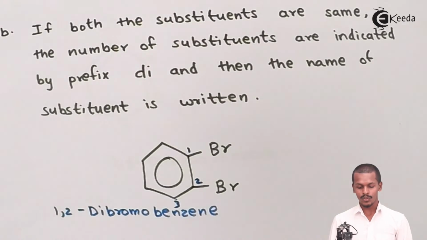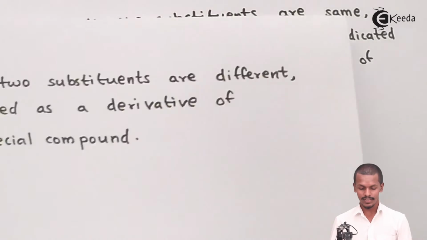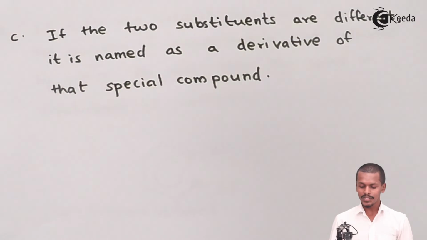So this is the rule that we have studied. Talking about the last rule of the second one, if the two substituents are different, it is named as the derivative of that special compound. Suppose the two groups are different, so we should give the name of that special compound.